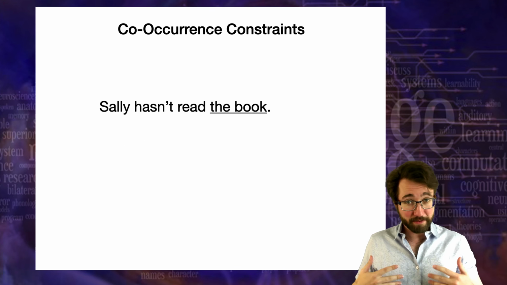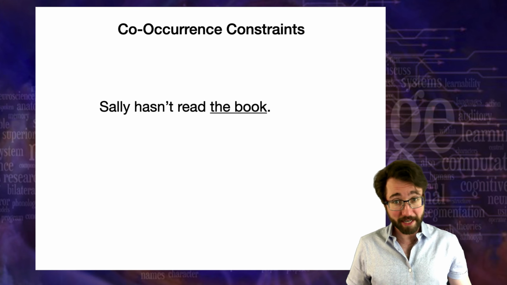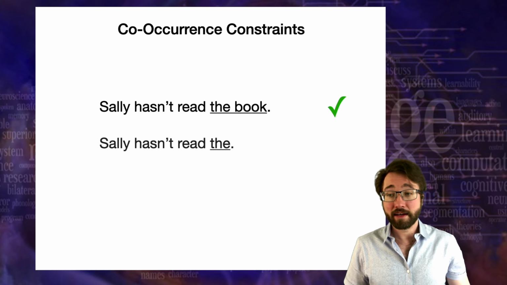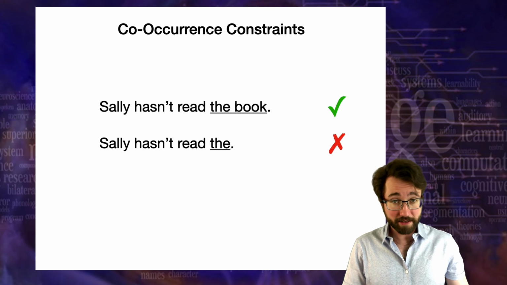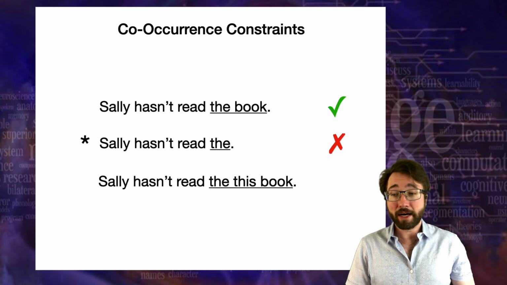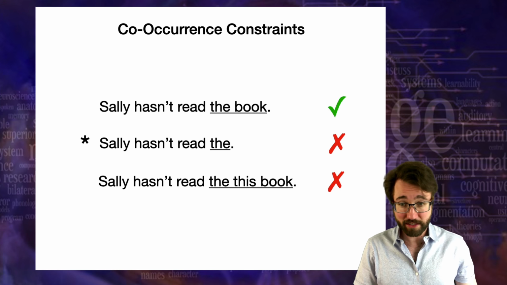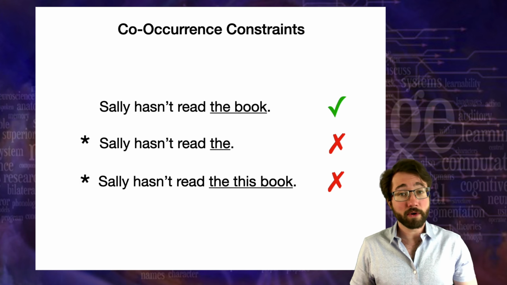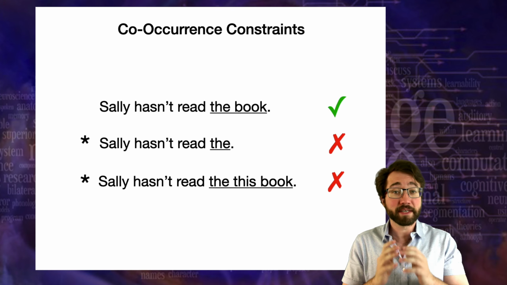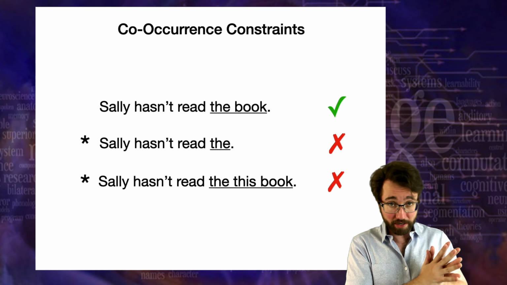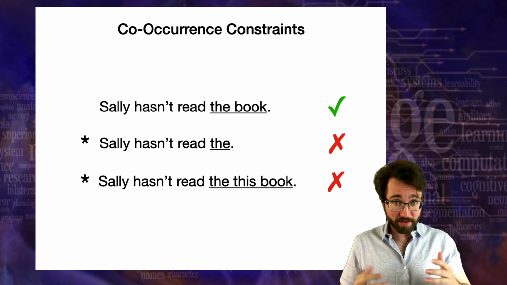Co-occurrence constraints are exemplified by the following sentences. So we have a sentence like, Sally hasn't read the book, and that's grammatical. I think you can agree. How about Sally hasn't read the? Well, this is ungrammatical in English. How about Sally hasn't read this book? This is also ungrammatical in English. So what this shows us is a co-occurrence constraint. When you have a determiner like the, that implies there must be a noun, an N, like book. And also, there can only be one determiner that goes with a noun, or zero.